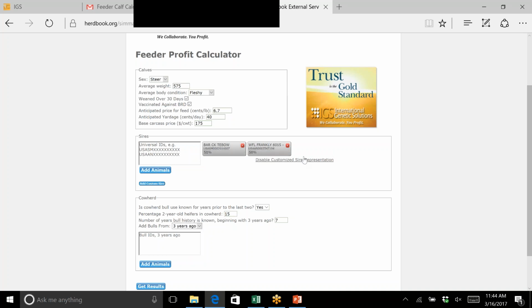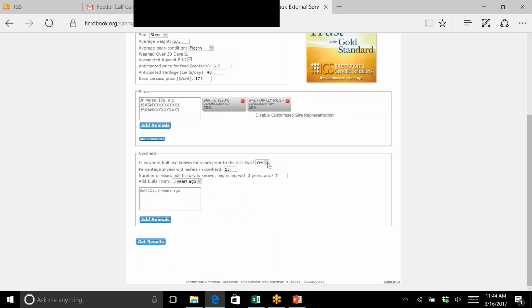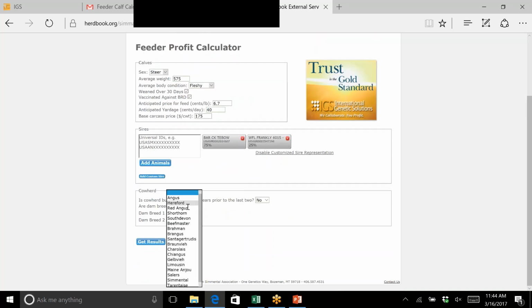Other things to show you while I'm here, you can see when I hit this link here, it immediately came up with a 50% and a 50% here. Now, I could change that if, in fact, the Tebow bull is reflective of 75% of the calves, and the Frankly bull now is worth 25. And by the way, it won't let me put in numbers that don't make sense. It'll balk at me if the math doesn't add up. And then I could go back to what I did before, just for this.